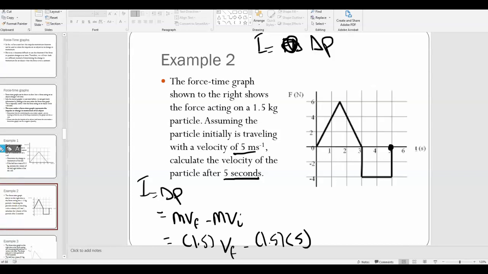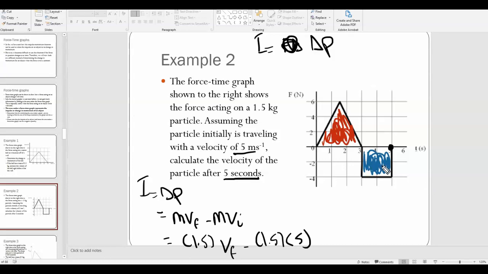Pause there and see if you can finish answering this question on your own. So I've got two areas actually. I've got this triangle here, which I will shade in red, and then I've got this rectangle right here, which I will do in blue.